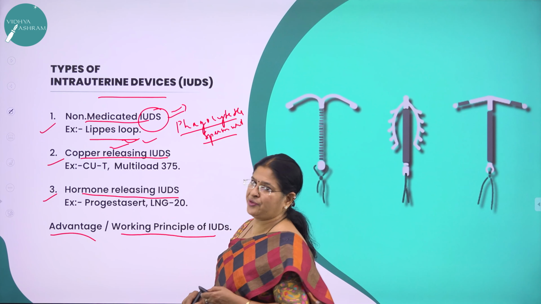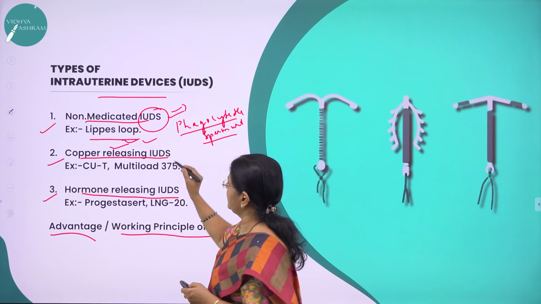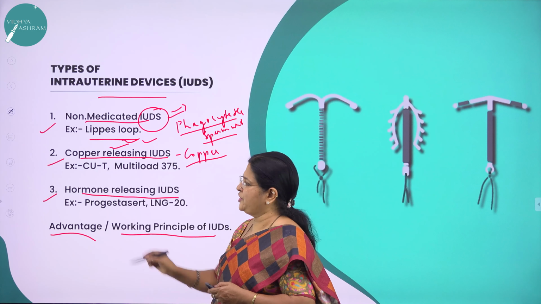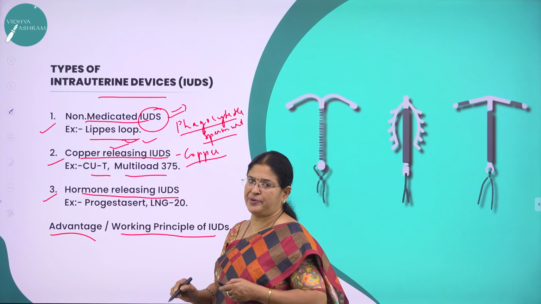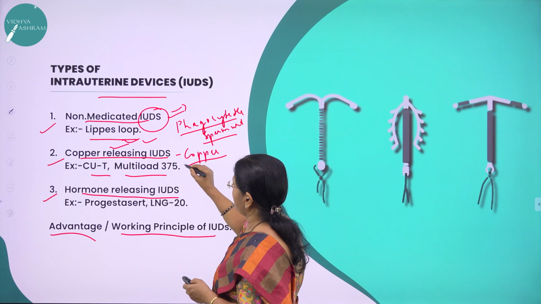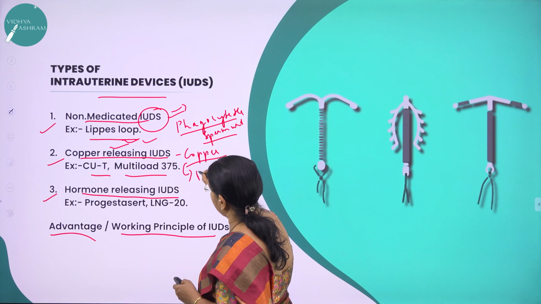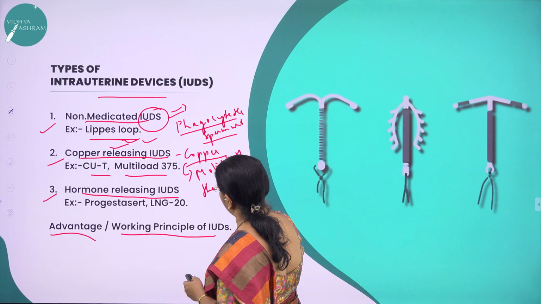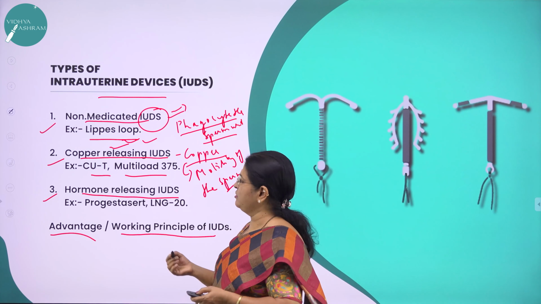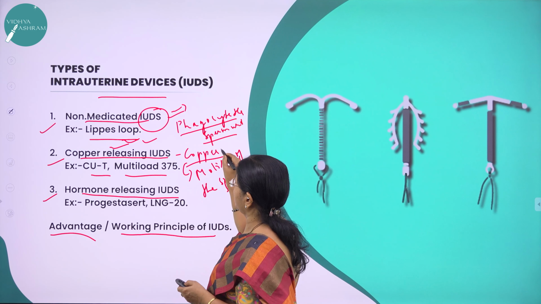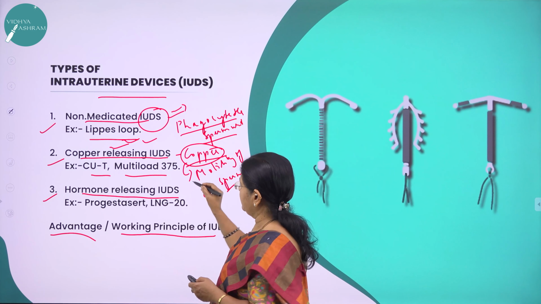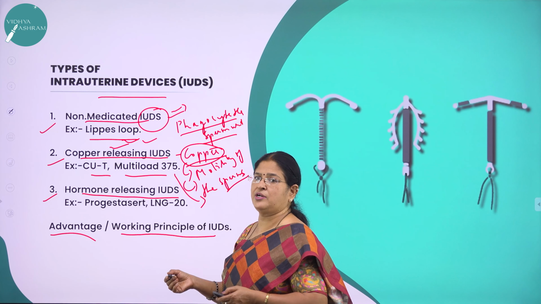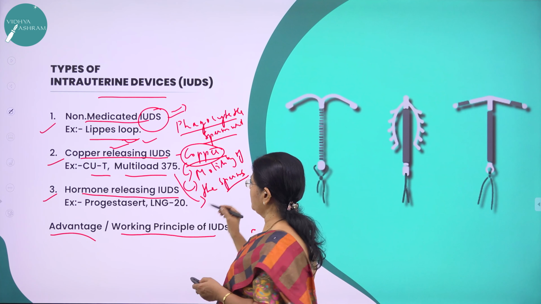Next, copper releasing IUDs. What do these release? Copper. And this copper which is released through copper releasing IUDs like copper T, multiload 375, copper 7, will hinder the motility of the sperms. As you know, once the sperm's motility is lost, they will be non-functional. So copper releasing IUDs will release copper, which will affect the motility of the sperms. A very important use of these IUDs is that it prevents the contact of the sperm with the ovum, right?